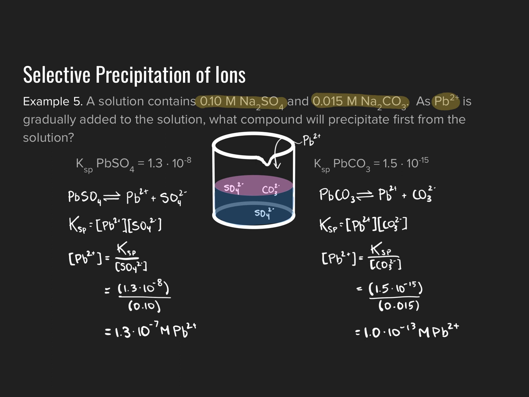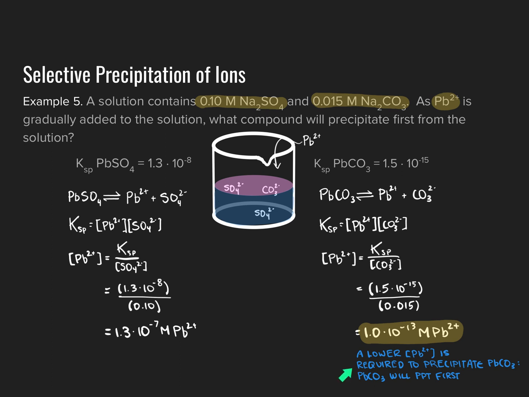Remember from the description of our problem, we assume here that we are starting off with essentially no lead present in our solution and then very slowly adding that lead-2 ion to the solution, implying the concentration of lead is gradually going to be going up. And therefore, whichever of these lead concentrations is the lowest would be the one which is going to be reached first in the solution and therefore cause the first precipitation to occur.